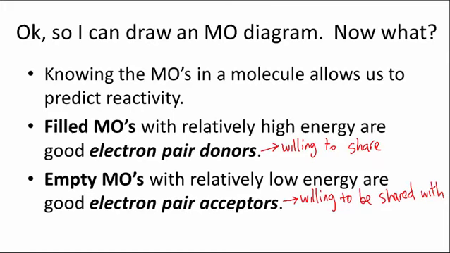So we've talked before about pairs of electrons wanting to be shared. Those would be donor orbitals. And we've talked about atoms saying, okay, I'd love to share with you, but I need to make some space. Those would be the acceptor orbitals that are kind of responsible for those voice bubbles that we've drawn before.